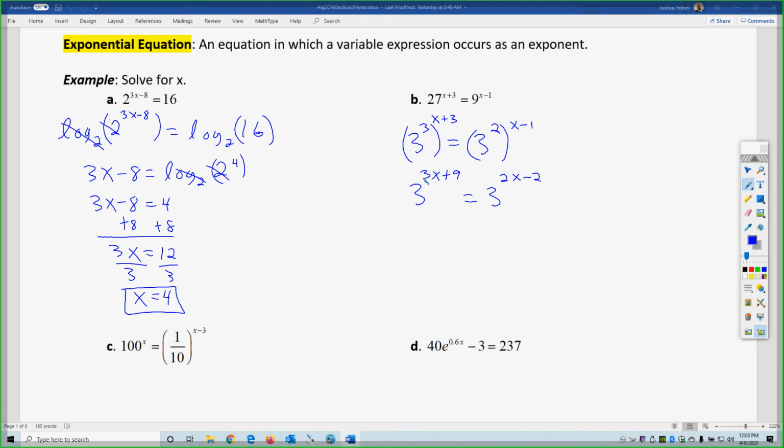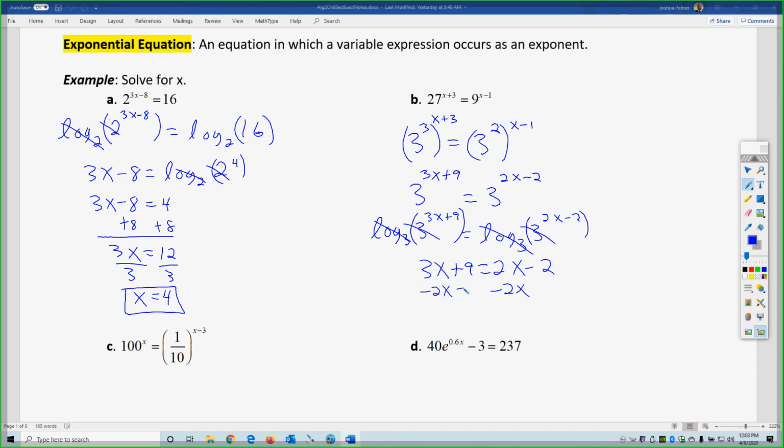Okay, so now I actually have the same base on both sides. So I can use the log equivalent, which is the inverse. So log base 3 of 3 to the 3x plus 9 and log base 3 of 3 to the 2x minus 2. So those logs, what you do to one side of the equation, you do to the other. A log of the same base cancels a power of the same base because they're inverses, leaving me with 3x plus 9 equals 2x minus 2. So we'll minus 2x and we'll minus 9. So that leaves me with x equals negative 11. And you can plug that in to verify that it actually works.